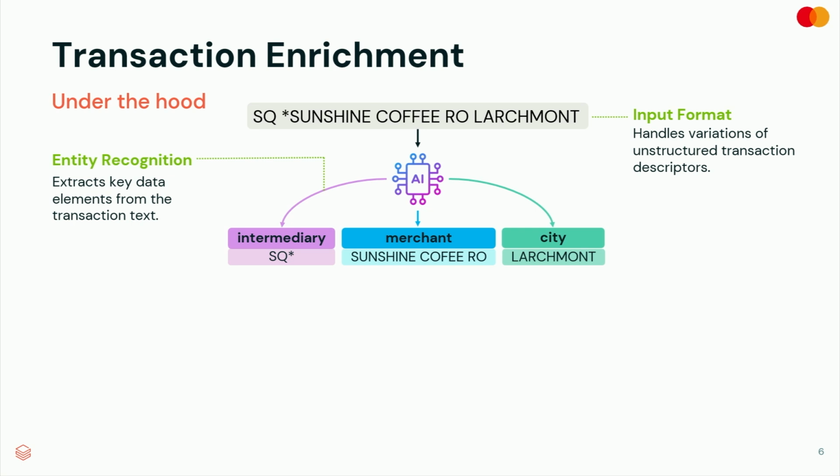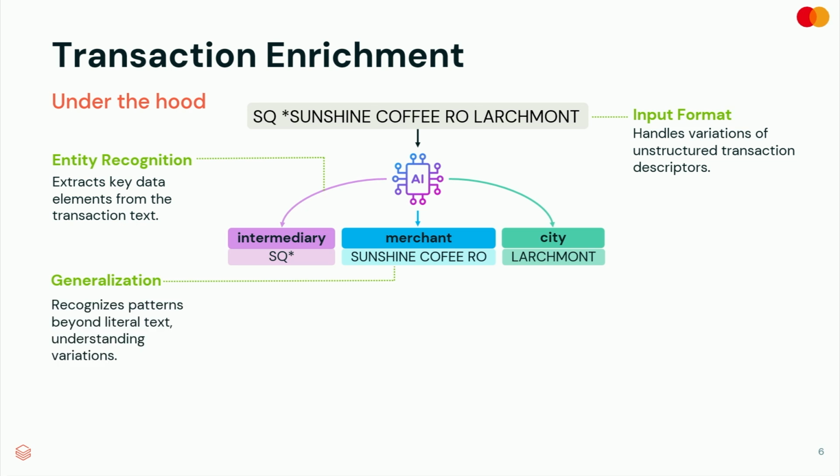So when it comes to the enrichment, there are two main parts. The first part is the entity recognition. The LLM extracts key data elements from the transaction text and structures them in a JSON. In this particular case, we are going to label SQ asterisk as an intermediary or a payment facilitator. We are going to label Sunshine Coffee Row as a merchant and Larchmont as a city.